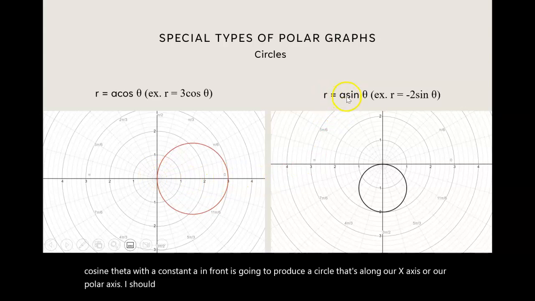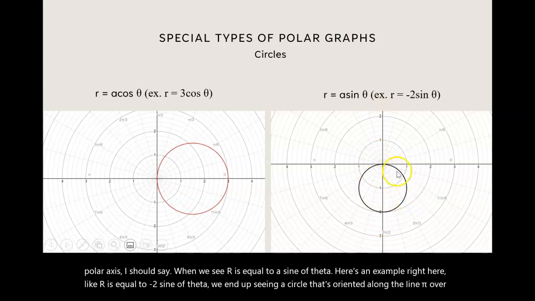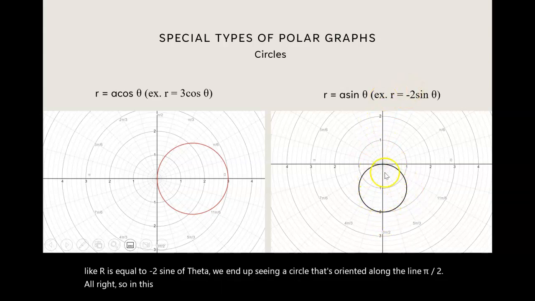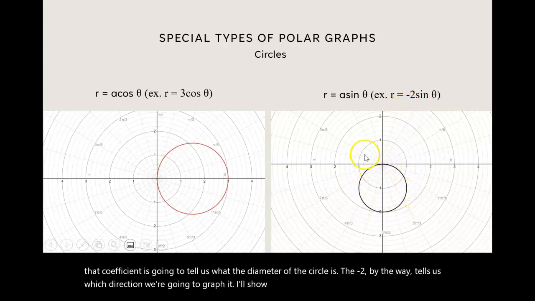When we see r is equal to a sine of theta, here's an example right here, like r is equal to -2 sine of theta, we end up seeing a circle that's oriented along the line pi over 2. All right, so in this case, we get the same circle with diameter of 2. So whatever's out front, that coefficient is going to tell us what the diameter of the circle is. The -2, by the way, tells us which direction we're going to graph it. I'll show you that in class, but it's hard to get through in a video.